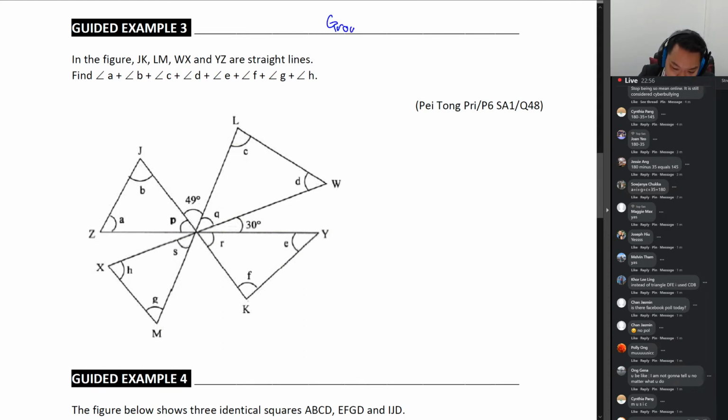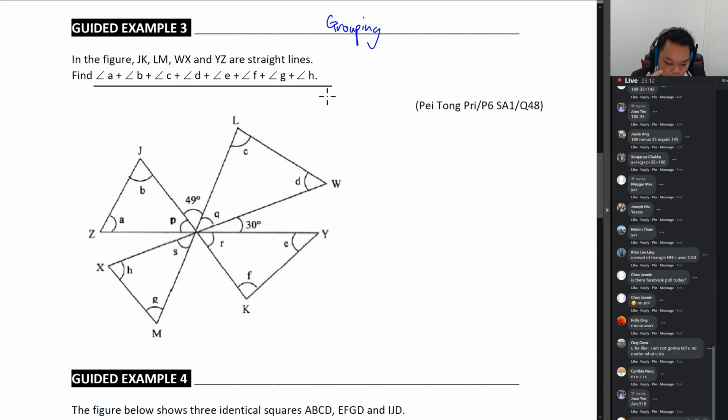The idea of grouping can be used to solve this problem in number 3. So in the figure, JK, LM, WX, and YZ are straight lines. Find angle A, angle B, angle C, angle D, angle E, angle F, angle G, angle H, all summed up together.